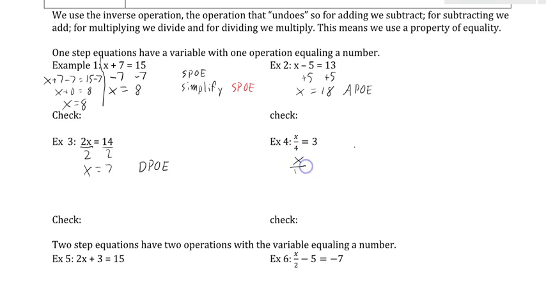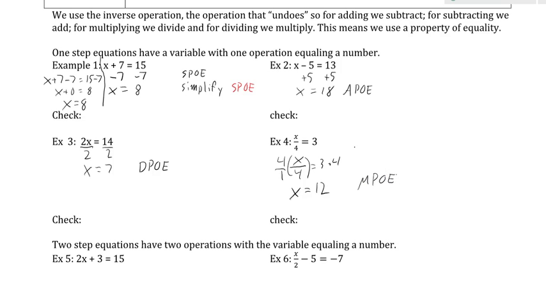We already have x divided by 4 equals 3, so we're going to multiply both sides by 4. So on the left, we get 4x over 4, which is 4 over 4 is 1x. That's why we did it. So we use the multiplication property of equality, and we simplified.